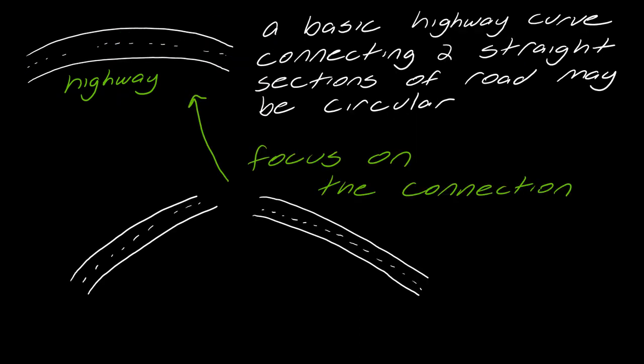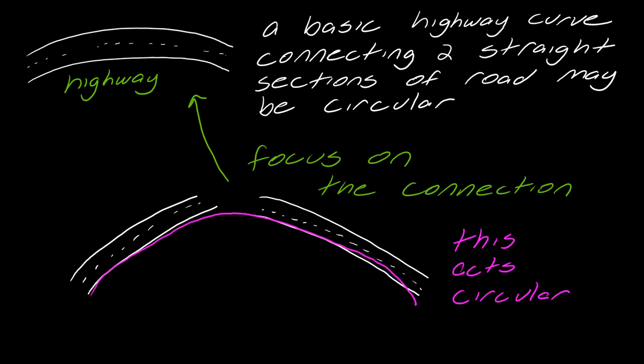Okay, so the basic premise is that there's a basic highway curve connecting two straight sections of road, maybe circular. So what does that mean? Pretend that I have a straight section of road here and a straight section of road here. To connect them, I'm going to have something that's kind of circular. So we are focusing on this connection, like if you were to extend these two pieces of road. We're talking about something very specific.